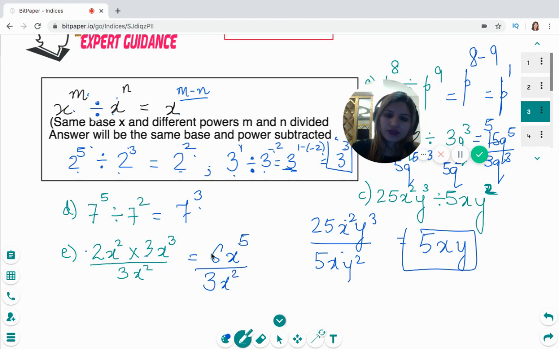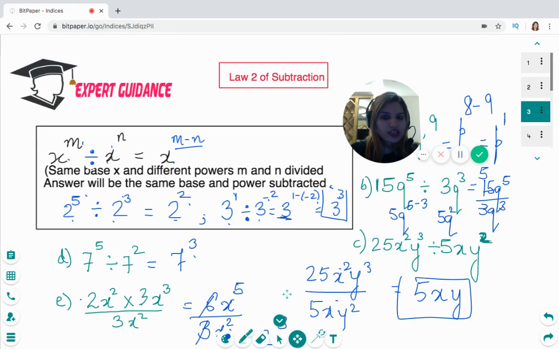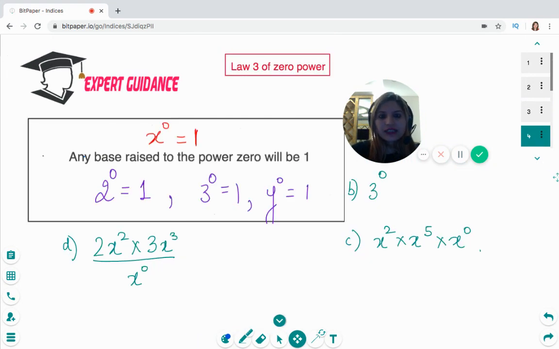Now let's do the division. 6 divided by 3 is 2. x to the 5 minus 2 is x cubed. So that will be the answer. Okay, so I hope the second law of subtraction is clear to you. Now let's come to the third law.